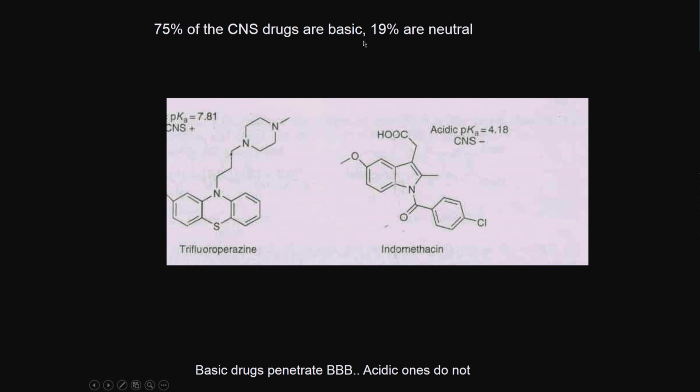75% of the CNS drugs are basic, 90% are neutral. So, basic drugs can penetrate the BBB, acidic ones will not. You have a basic drug and an acidic drug, and the basic drugs can penetrate easily. So, if you are designing drugs for the central nervous system, then look at more basic drugs, not acidic drugs, because acidic drugs will not penetrate through the BBB. So, that is one way of designing compounds for BBB penetration or preventing compounds from penetrating the BBB.